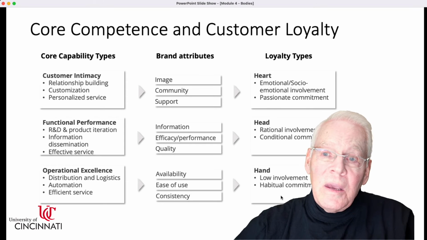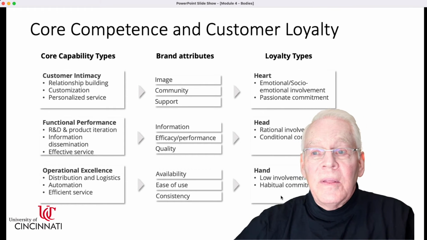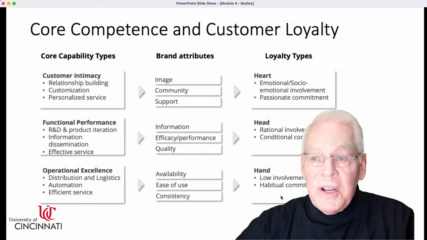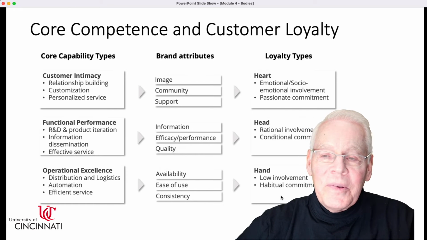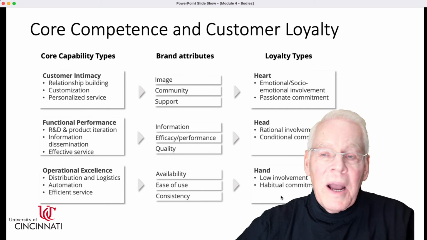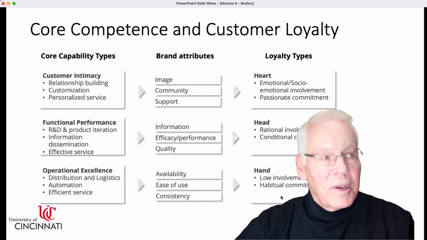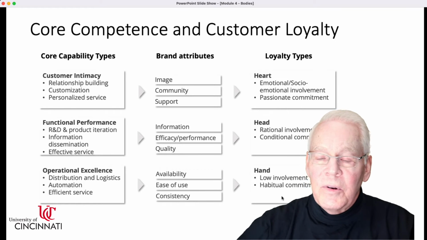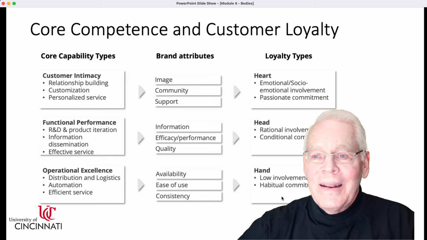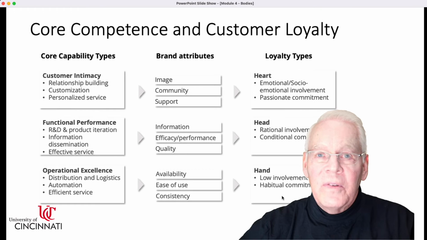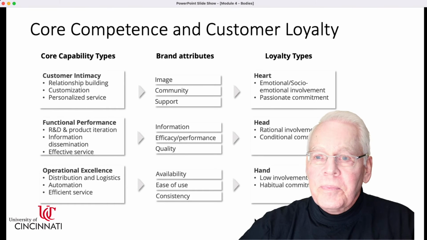And then the hand loyal customers, they want strong operational performance. They want good logistics and supply chain. You buy something from Walmart, you buy it because you know you're going to get it. I buy products from Walmart online because I know they're going to deliver it to my outside my garage door right on time every time, and I'm satisfied with that. That's what I expect for my hand loyalty to Walmart.